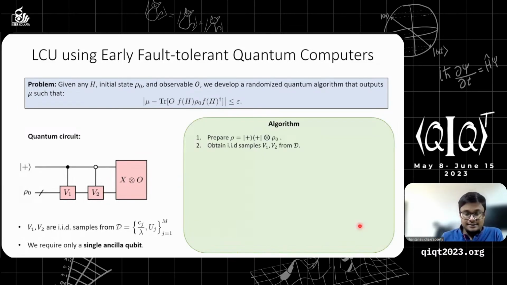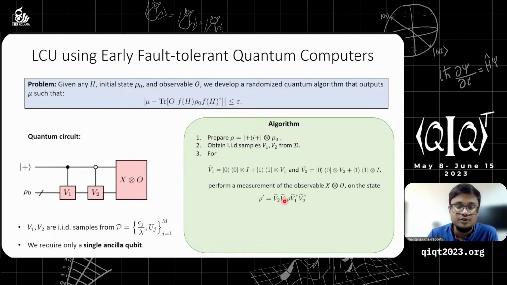Now let us discuss the algorithm. The algorithm is pretty simple. It's just following what the quantum circuit says. Suppose you have your initial state rho 0, and you prepare plus tensor rho 0, where plus is your single ancilla qubit. Then you obtain these samples V1, V2 according to D. Once you do that, you run this quantum circuit. Controlled on 1, you implement V1, controlled on 0, you implement V2, and so on. Then you perform a measurement of X tensor O, and you get a transformed quantum state, rho prime.